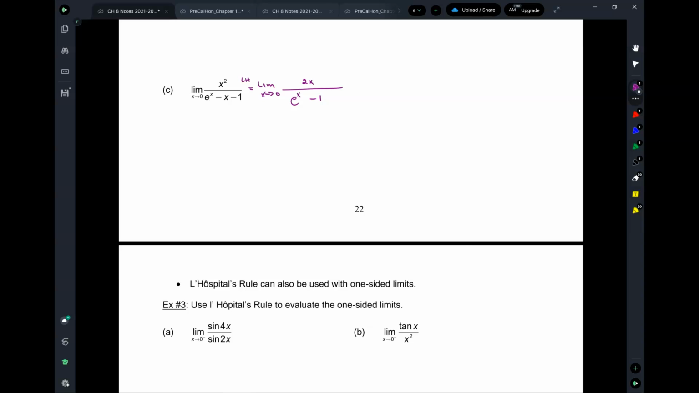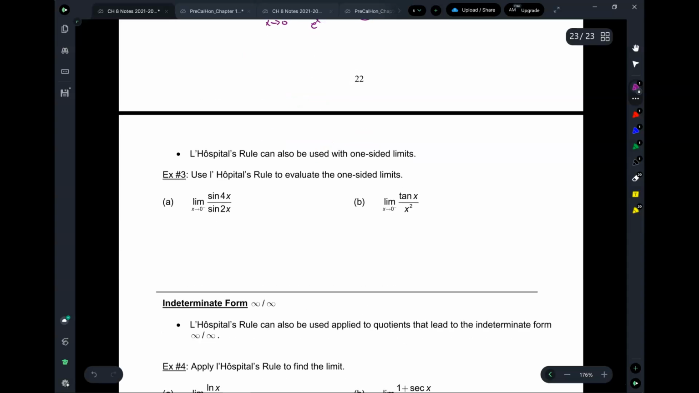Okay, when you plug in 0, you still get 0 over 0. So let's do it again. L'Hopital's rule, LH. Limit as x approaches 0, 2 over e to the x. That's just 2. You gotta love e to the x. Okay? Now, we can also use L'Hopital's rule for one-sided limits, right?